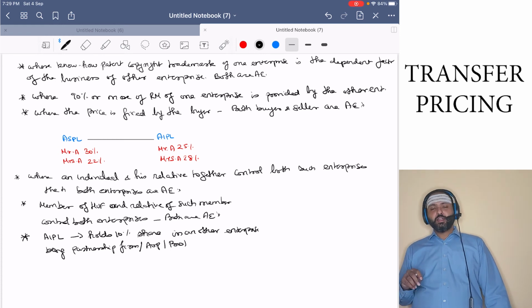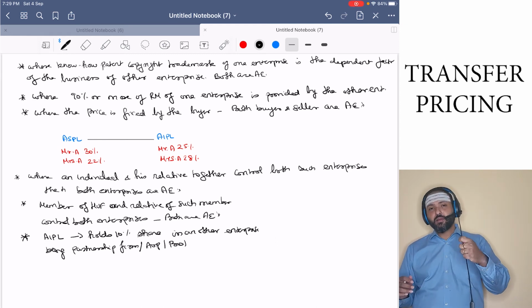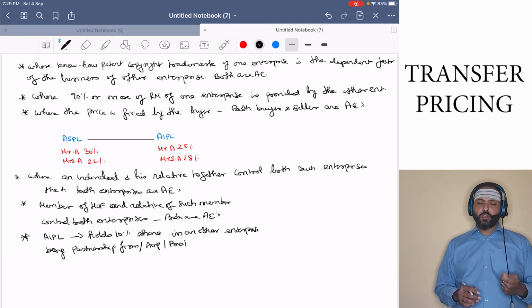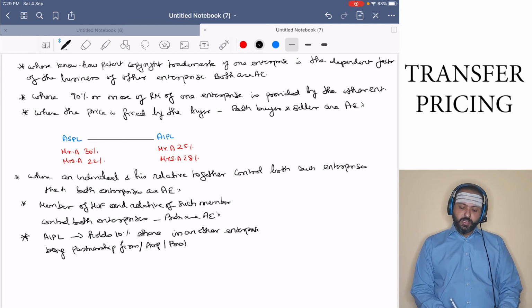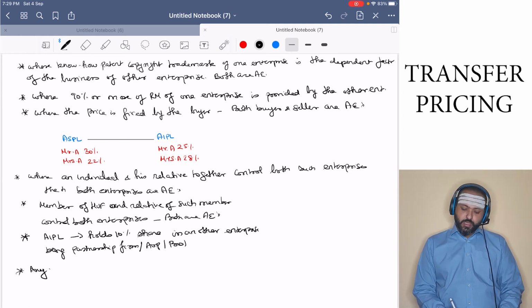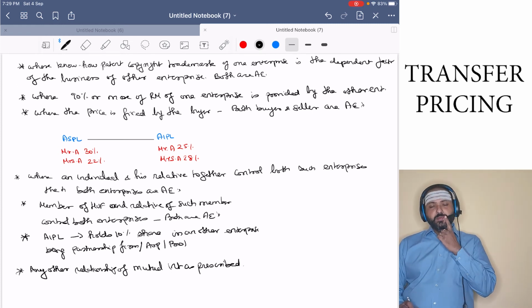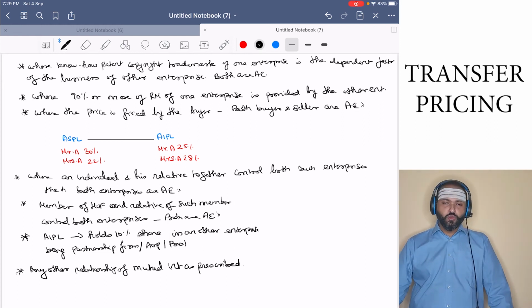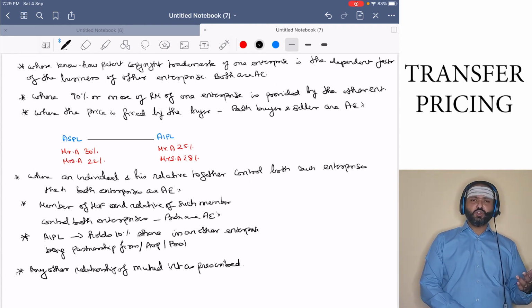So they also brought in this kind of a relationship. Instead of having two companies, where one company was going to have a profit share in a partnership firm or in an AOP or BOI, that would also constitute what is called associated enterprises. Then finally, any other relationship of mutual interest as prescribed. So there can be any other relationship of mutual interest as may be prescribed. Okay, so these are the various points when it comes to the associated enterprises definition.